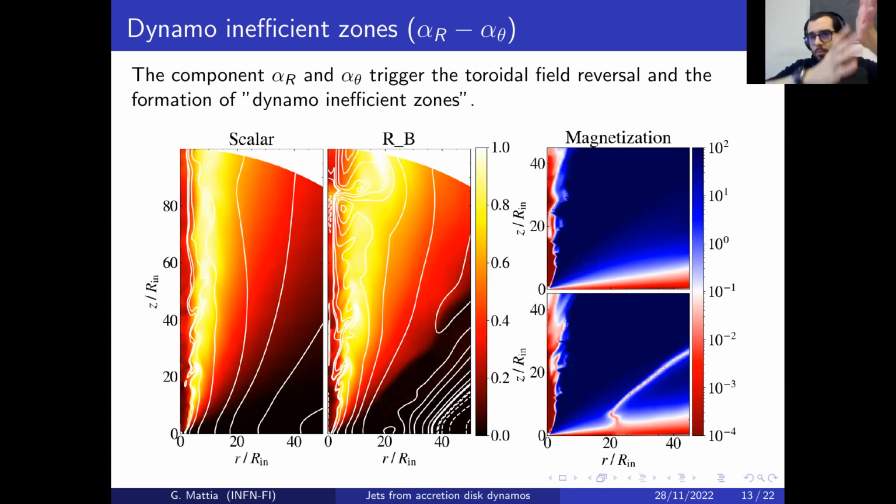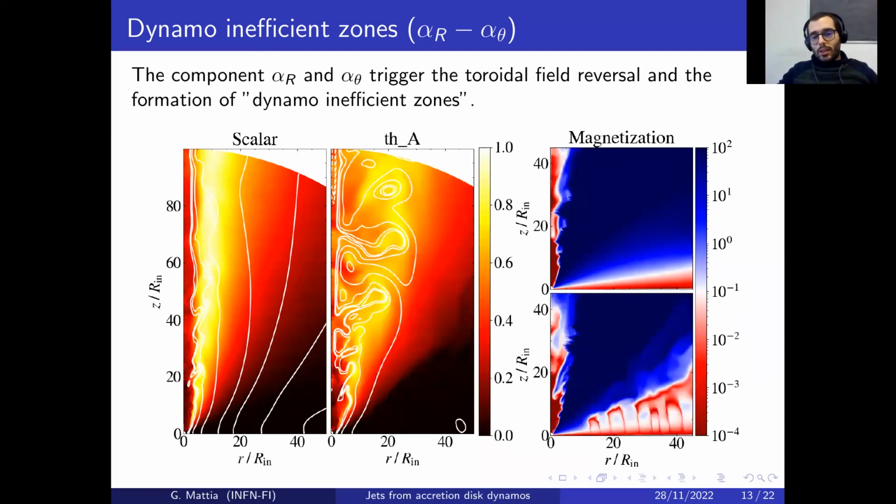So there can be breakpoints of the disk that strongly affect the accretion and the ejection process. And what does the theta component do then? Well, the theta component plays a similar role to the radial components. But when we start with a radial magnetic field, the theta component doesn't play a role until you really boost it. Like in this theta A simulation, I put a factor of 5 in front of that.